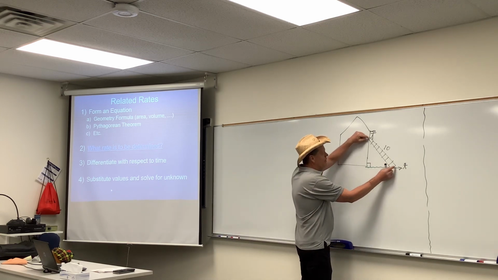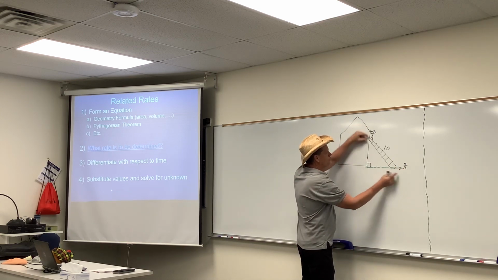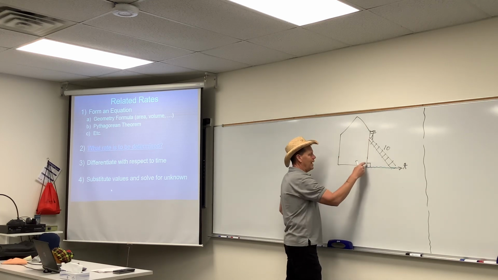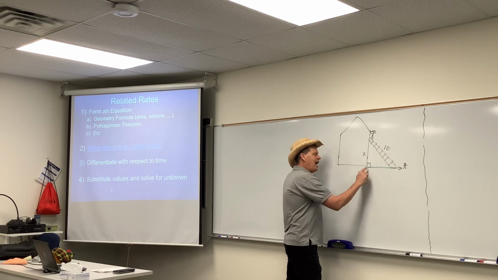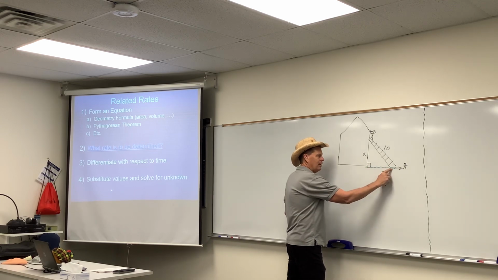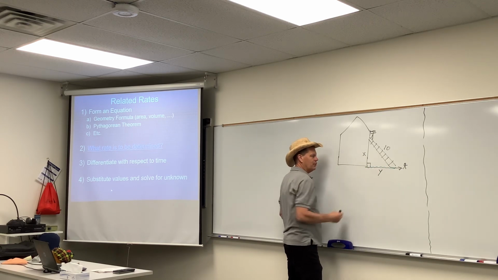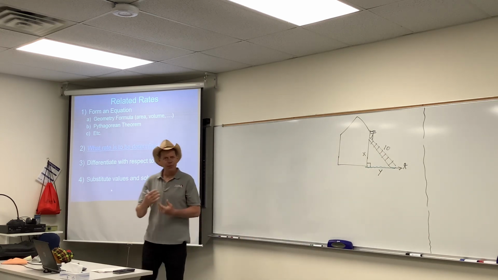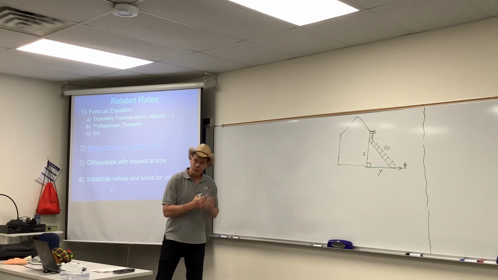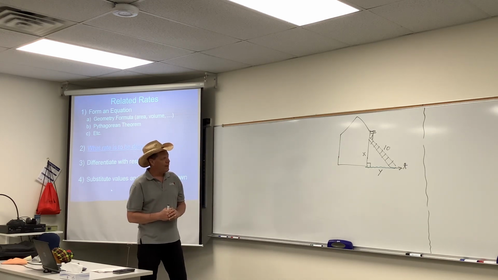So think about this. As this ladder gets pulled away, the distance from the top of the ladder to the ground is going to change at every instant. That's a variable, x. And the distance from the house to the base of the ladder is changing all the time, also. So that would be another variable, y. And as we've said many times, it doesn't matter what direction or which variable is which. Just stay consistent with your labels.